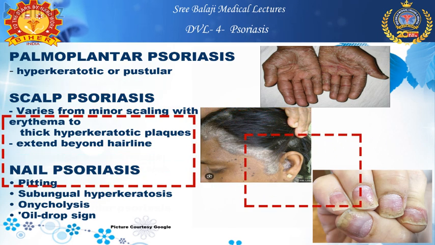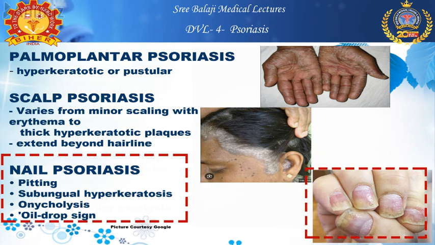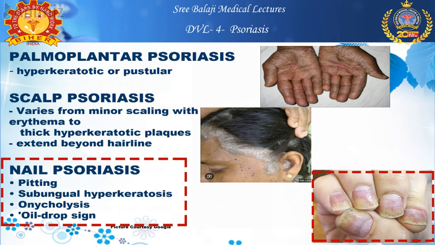Now, nail psoriasis can present in the form of pitting, subungual hyperkeratosis, and onycholysis, which is separation of the nail plate from the nail bed at the distal side. There's something called the oil drop sign, where there is yellowish discoloration at the distal portion of the nail plate and nail bed, as seen in the picture.